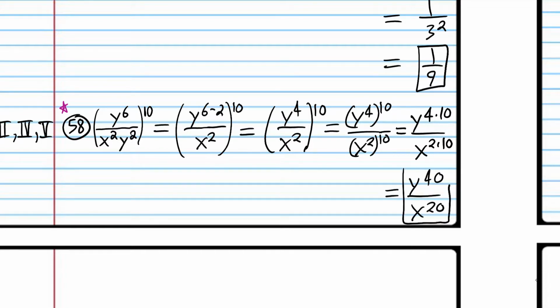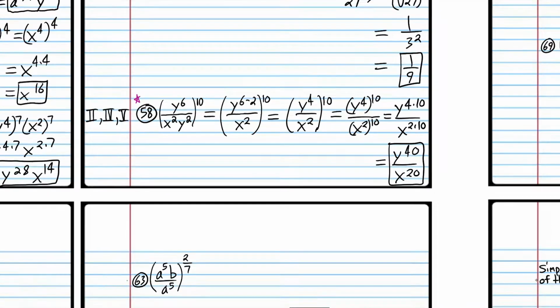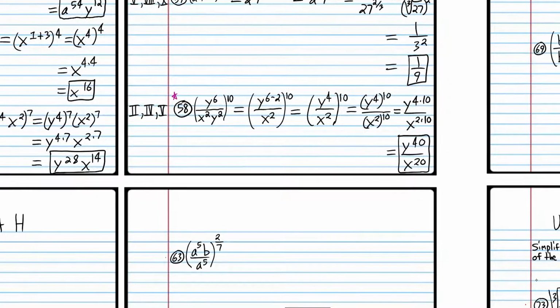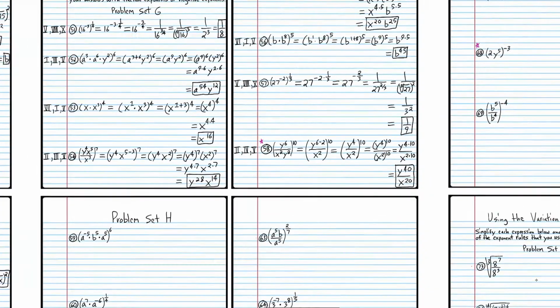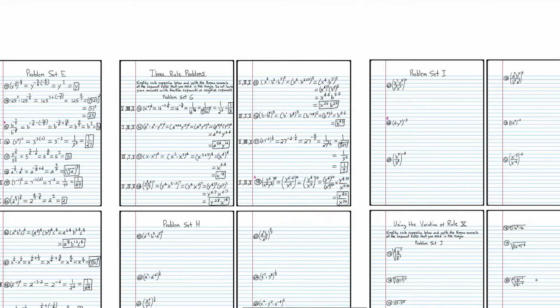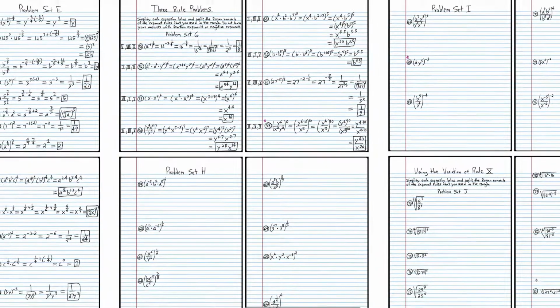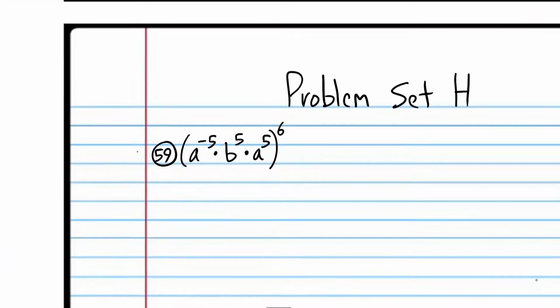Now keep in mind that we cannot simplify that because the bases are different. This y here and the x, they're different bases, so we cannot combine them. So if you got that answer, good job. That was kind of a challenge problem. Okay, on to problem set H. Again, we're doing 3 rule problems. So let's do these together.